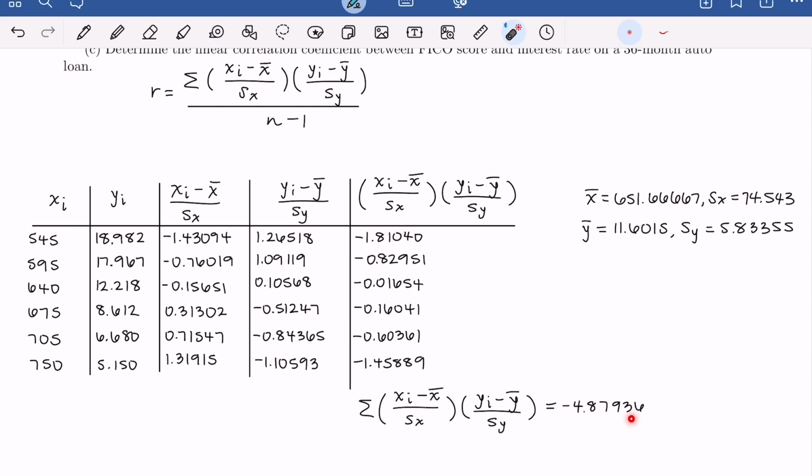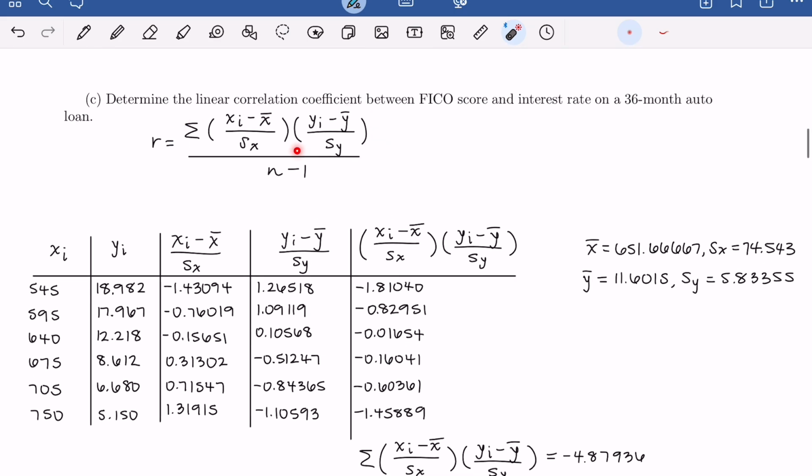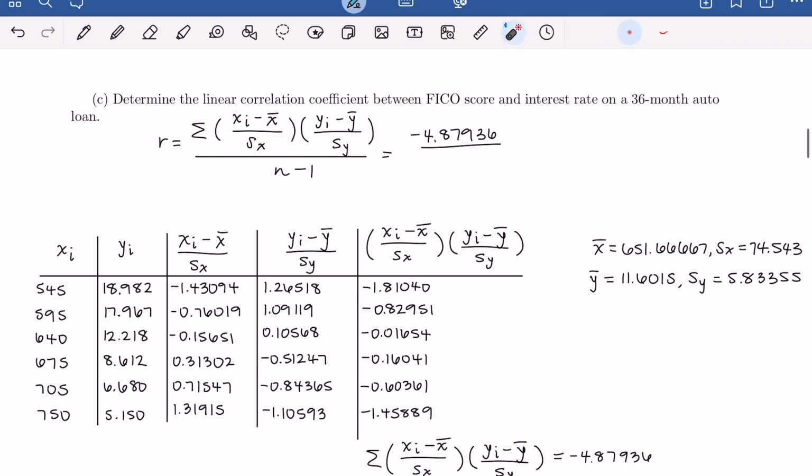This sum is going to be this negative 4.87936. So that's what's going to go in the numerator of this guy. So in our denominator here, this is going to be our sample minus 1. We have 6 points for this. So 6 minus 1 gives us 5. And so this is going to be approximately negative 0.976. So this is going to be our correlation coefficient for this guy.